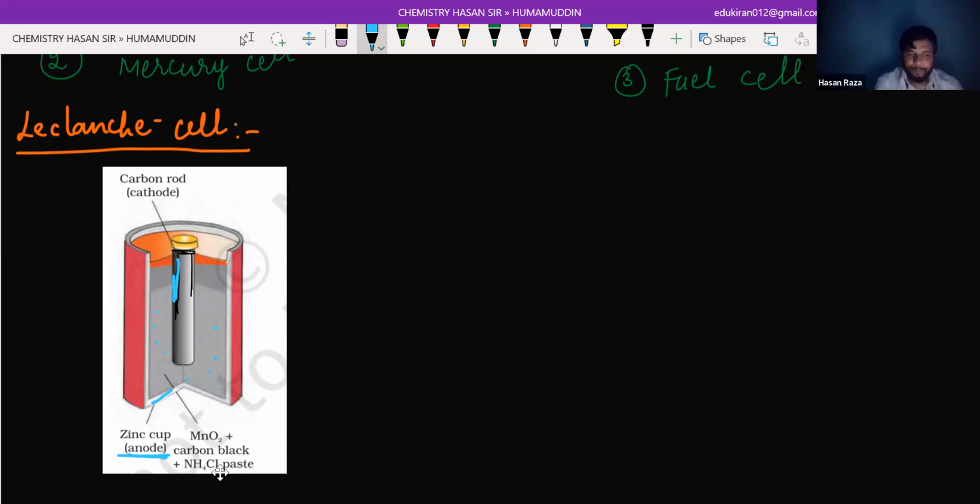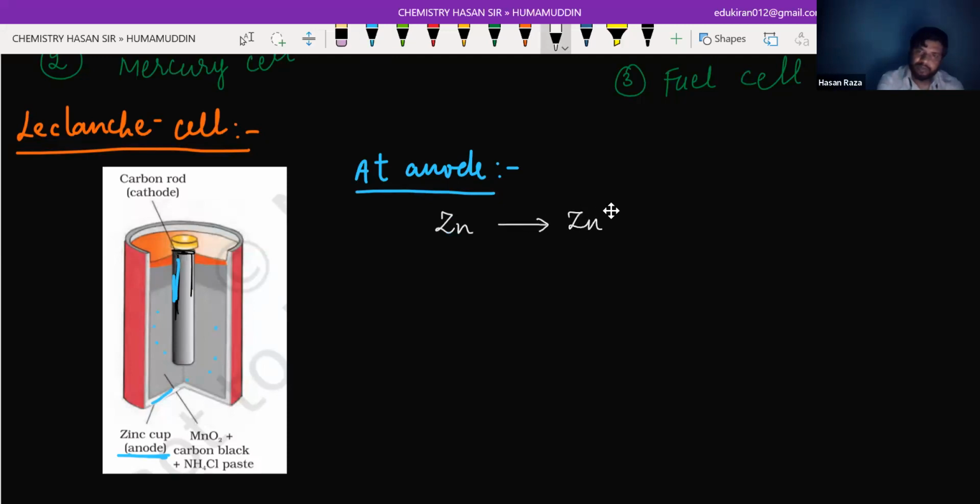Yes or no? Yes, sir. Now see what will happen at anode. You know that at anode oxidation takes place. So what is present at anode? Zinc. So zinc will be oxidized into Zn2+. What is oxidation? Loss of electrons.